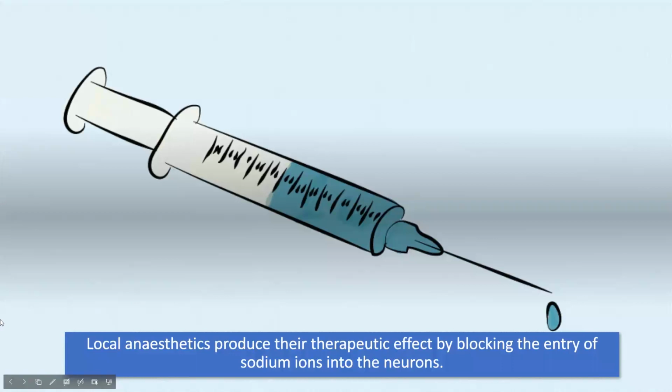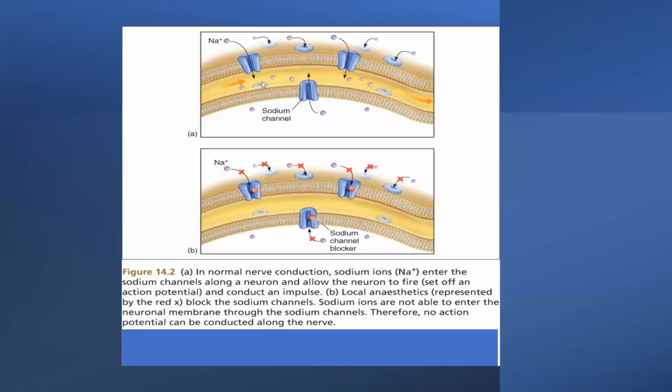Now they produce their therapeutic effect by blocking the entry of sodium ions into the neurons. What does that mean? Like in this picture we are seeing, these are the sodium channels. They are coming in, they're coming in. So what happens? These are called sodium channel blockers.